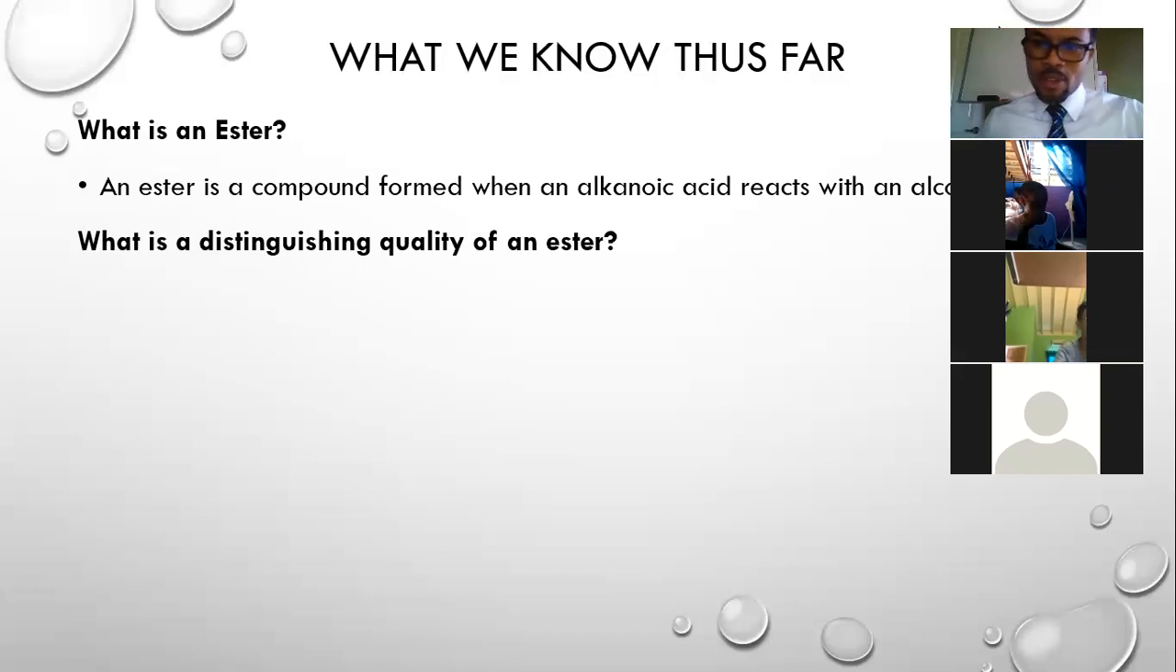So I'm giving you a chance. I see Khadija. Khadija, you're taking it up? What is a distinguishing quality of an ester? What is a key thing to know about an ester that I could identify? There's one word that is really quick.